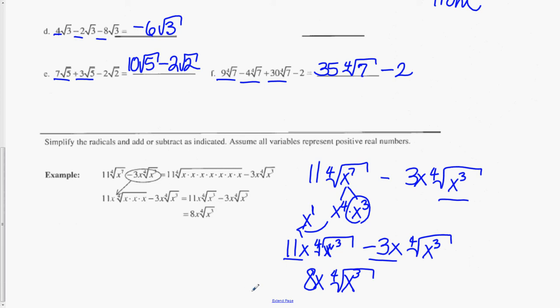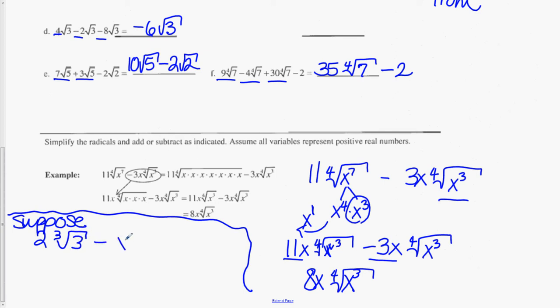Now, suppose we had 2 cube roots of 3 minus x cube roots of 3. Well, those are both cube roots of 3. 2 minus x, you can't combine and get a 2x out of it. That would be 2 minus x in parentheses cube roots of 3. Not sure if you're going to have any like that in homework that don't combine once you do your simplifying, but just in case, you will have seen an example of that.